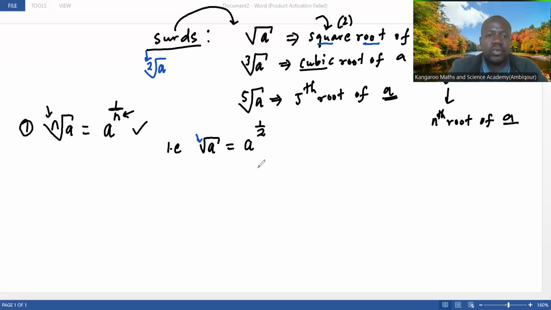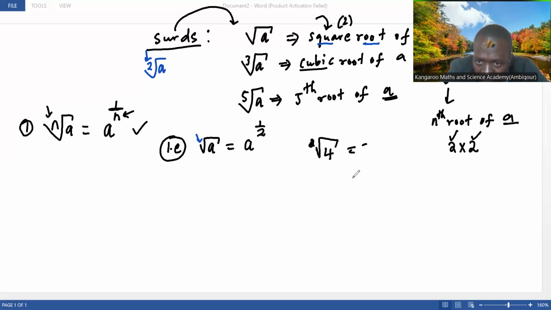Now, if we were to prove why this is true, imagine we say, what is the square root of 4? When we say square root of 4, we are just asking what two numbers, which are the same, we can multiply that will give me 4. Obviously, the same numbers will be 2 times 2. So 2 times 2 is 4, which means the square root of 4 is 2.